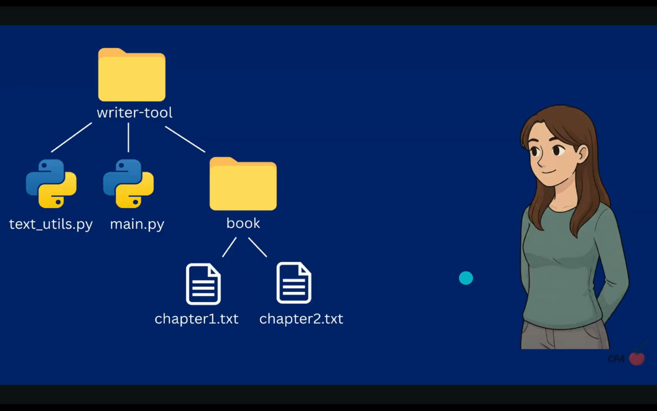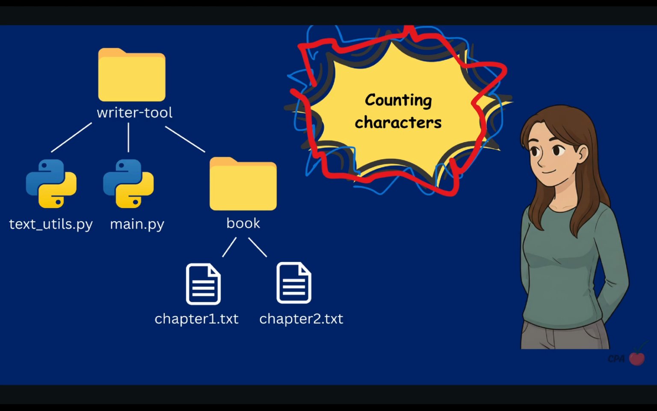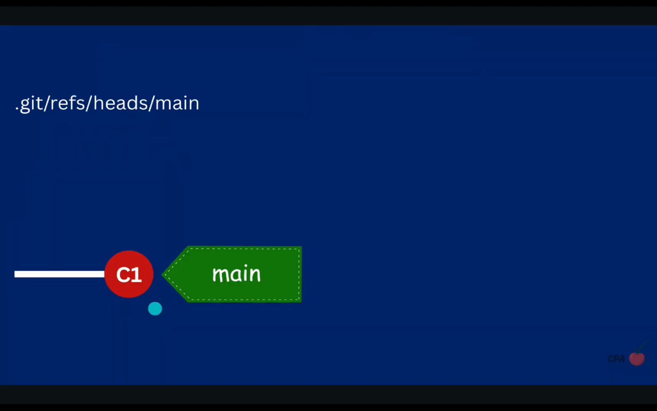Now, Alex has the same problem. She has built her writer tool and it works perfectly. This is her stable code. But now she has a risky new idea. She wants to add a character counter, but she's afraid of breaking her stable code. Now let's see what we have so far.